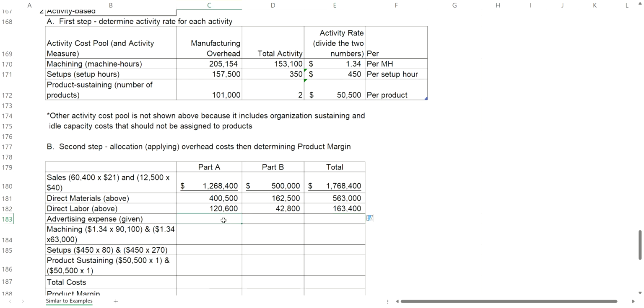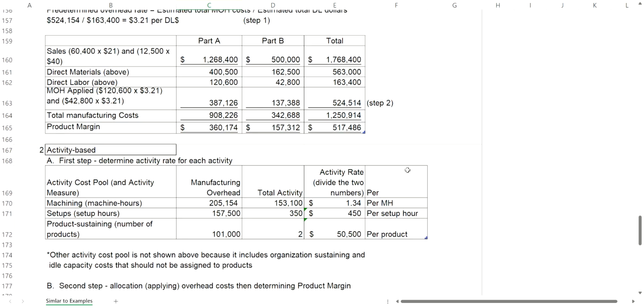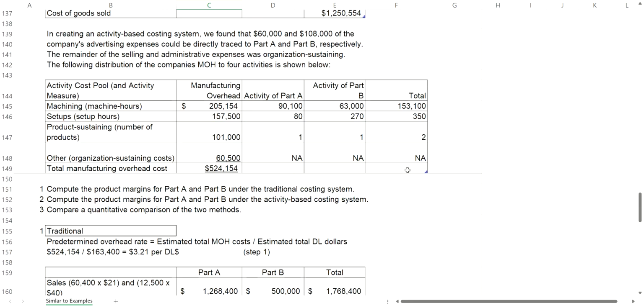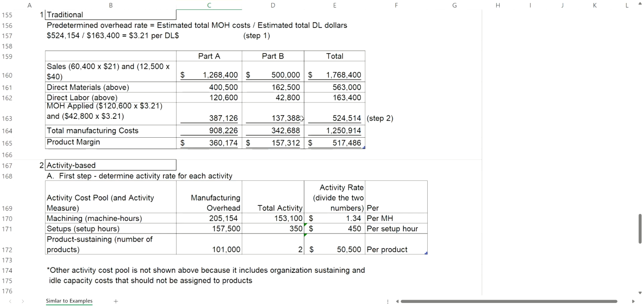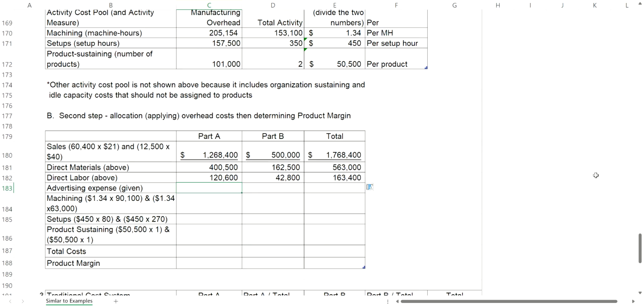Okay, now for advertising expense, it did say that they could break down the advertising expense. So this is allocated as a direct cost to each one. $60,000 for product A and $108,000 for product B. Okay, so I will put $60,000 and $108,000.